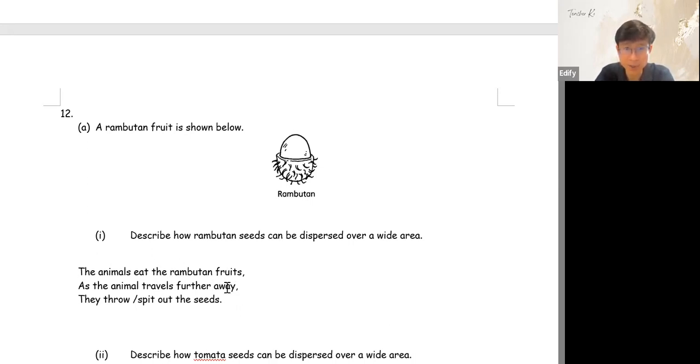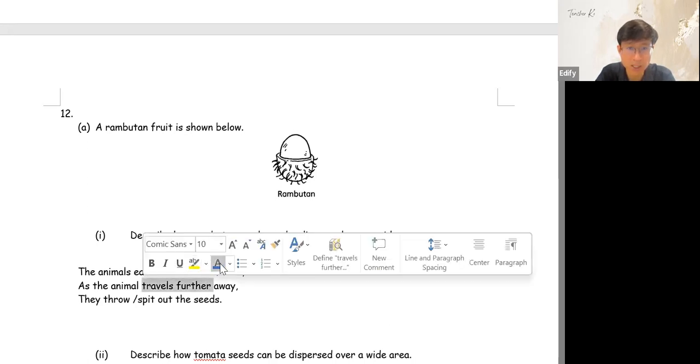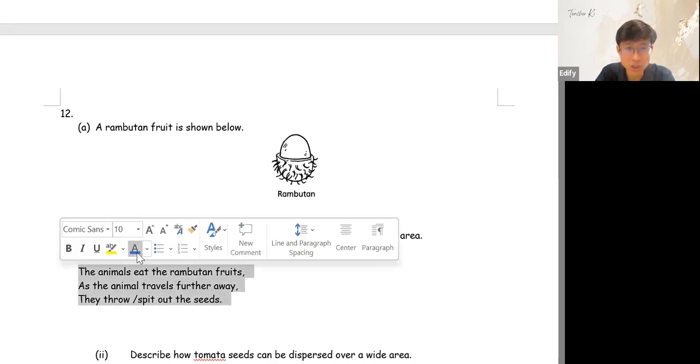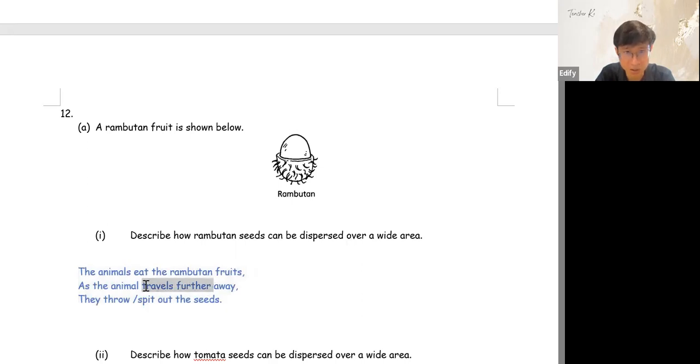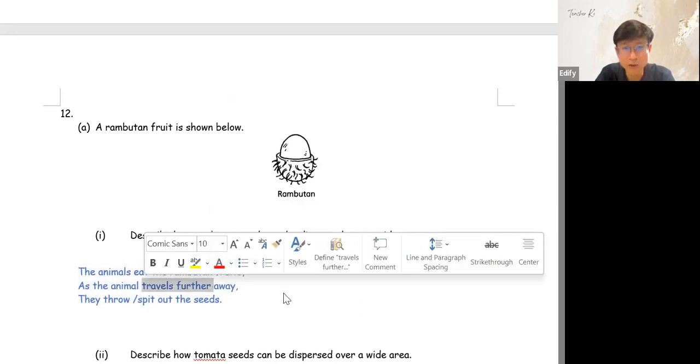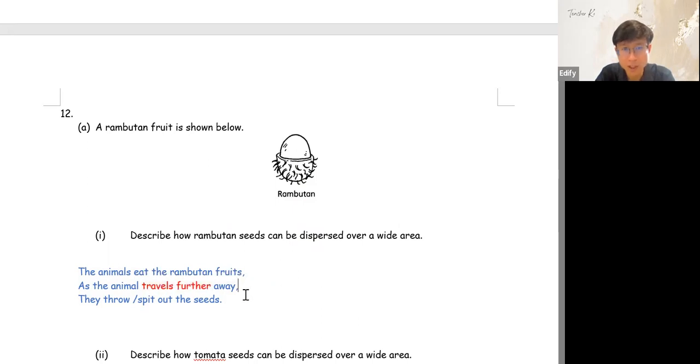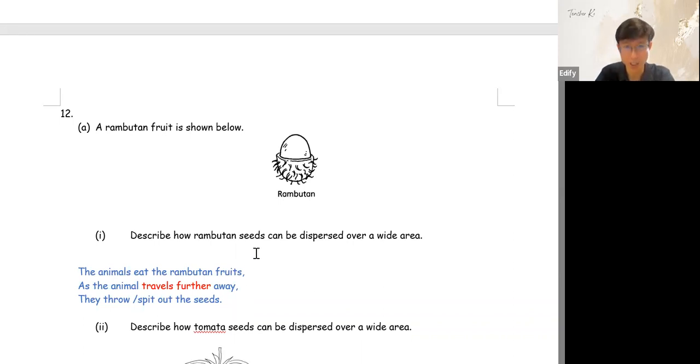What is very important is this thing called traveling further. You must mention the idea of dispersal. Dispersal means to move further away from the parent plant. Because it can move further away from the parent plant, the seeds can be dispersed over a wider area. You cannot just say eat the seeds and throw it out. And you cannot say disperse through the droppings. You cannot say you poop out the seeds because rambutan seeds are big, right? They're pretty hard, right? So don't say disperse through the droppings. This is either throw or spit out the seeds.